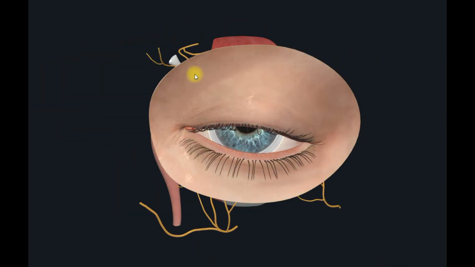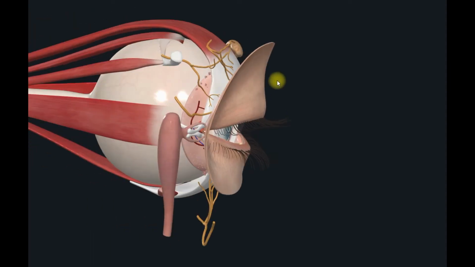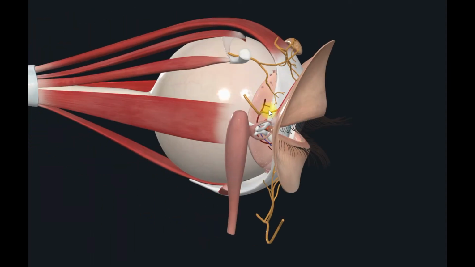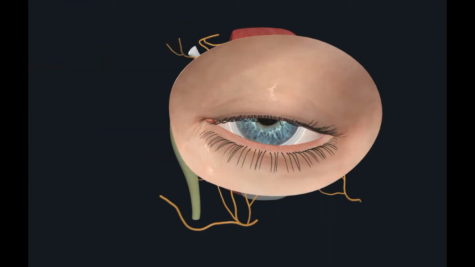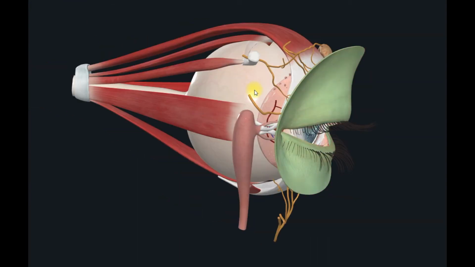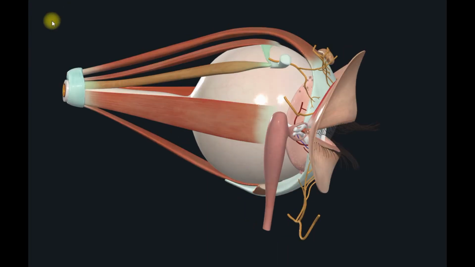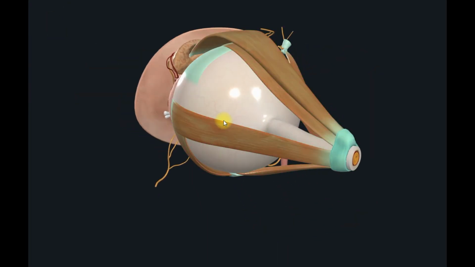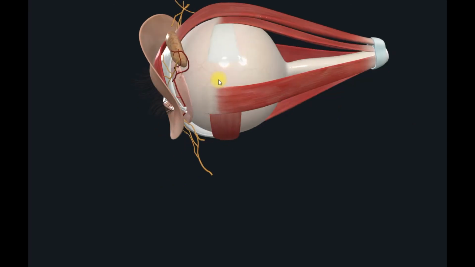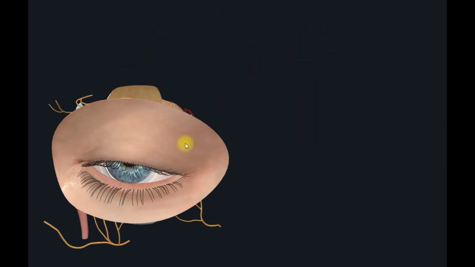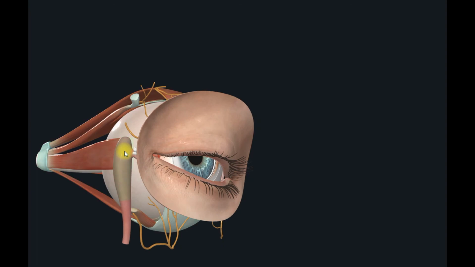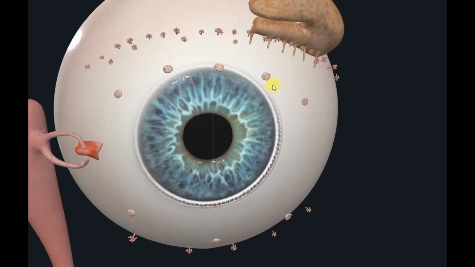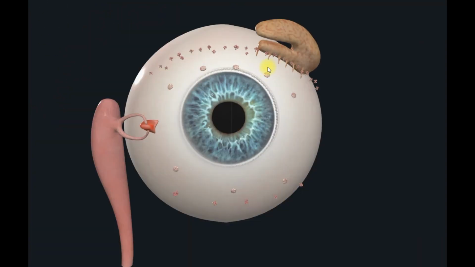And the accessory apparatus of the eye. To the accessory apparatus of the eye belong three main apparatus. First of all, the lacrimal apparatus, the protective apparatus, such as the conjunctiva, and the active component of the eye, which we call extraocular muscles. Okay, step by step. First, the lacrimal apparatus of the eye.